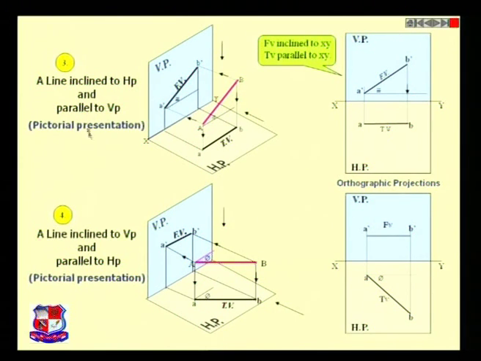The last problem is remaining. A line is inclined to HP, a line is inclined to VP. Very simple. We'll see the next problem. A line is inclined to both HP and VP. Now, this is some sort of tricky thing. A line is inclined to both HP and VP.